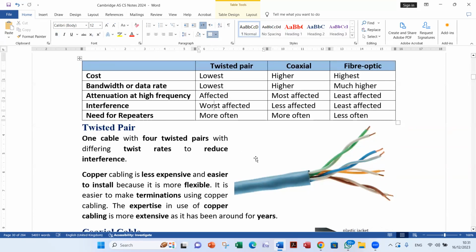Need for repeaters. What is meant by repeaters? We will be saying in a few minutes. A repeater is a device that receives a signal, boosts that signal, and retransmits it again. Because with distance, the signal may be lost. So you put repeaters.